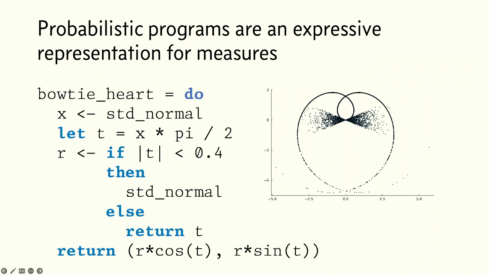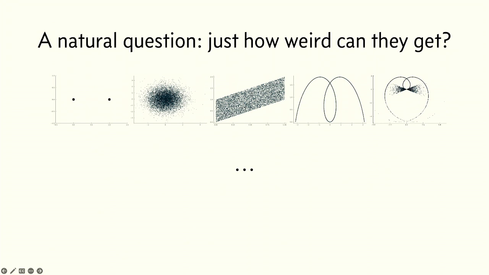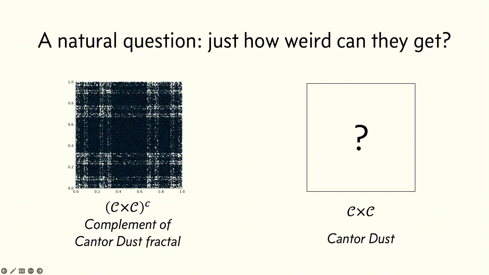And by using probabilistic branches, we can create mixtures that are supported on really weird sets. And so a natural question we might ask is, well, just how weird can a probabilistic program get? So for example, using recursion, we can write a program that samples points within the complement of this Cantor-Dust fractal, which is the cross product of the Cantor set with itself.